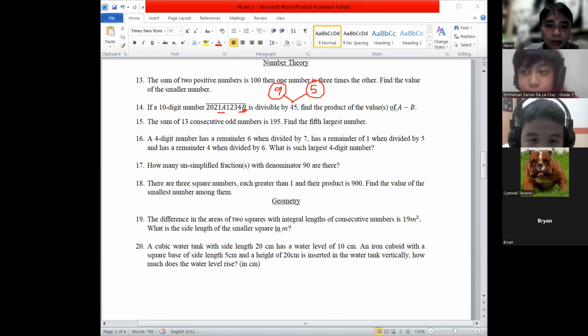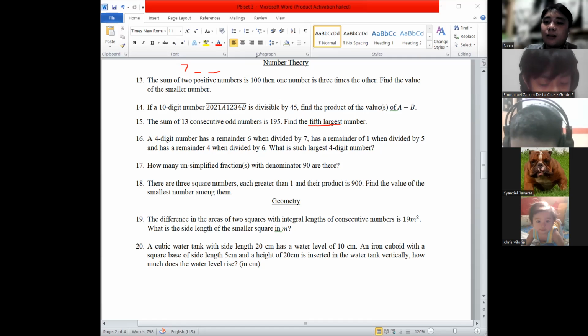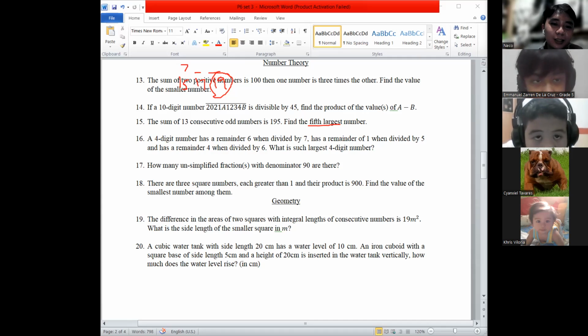15. Oh, this would be easy. 5th largest. So if we're talking about 13, the middle would be what? 7? Am I correct? So the 5th largest number would be 2 numbers after that. What's 100 divided by 13? It's 15, right? So the middle number here, the 7th one, would be 15. So skip counting by 2, this would be 17 and 19. So that would be 19. So that's the 5th largest number. Questions? I hope everyone gets this one. It's easy.